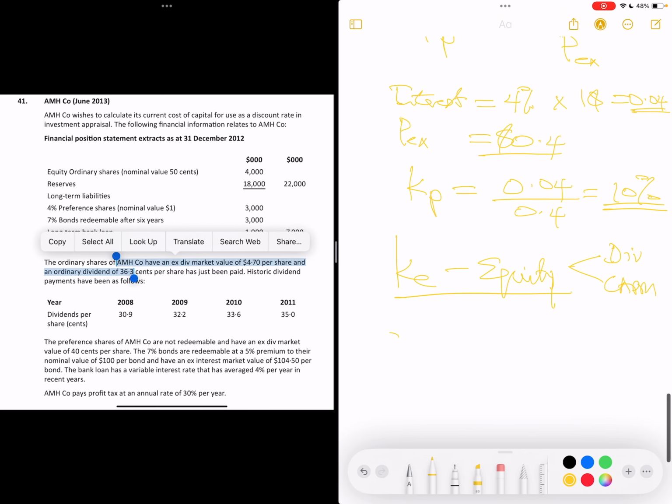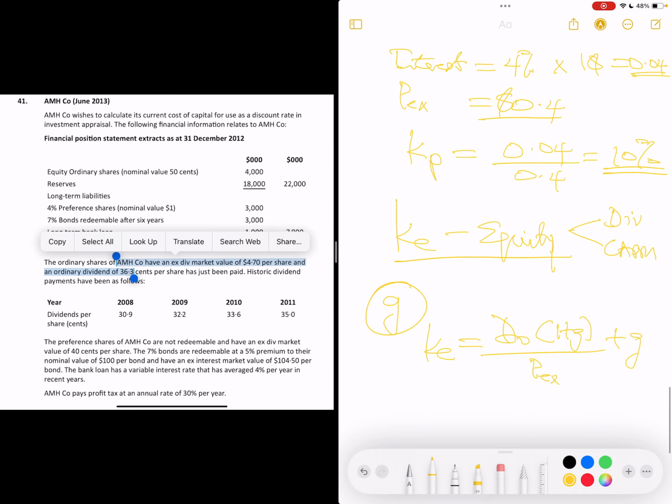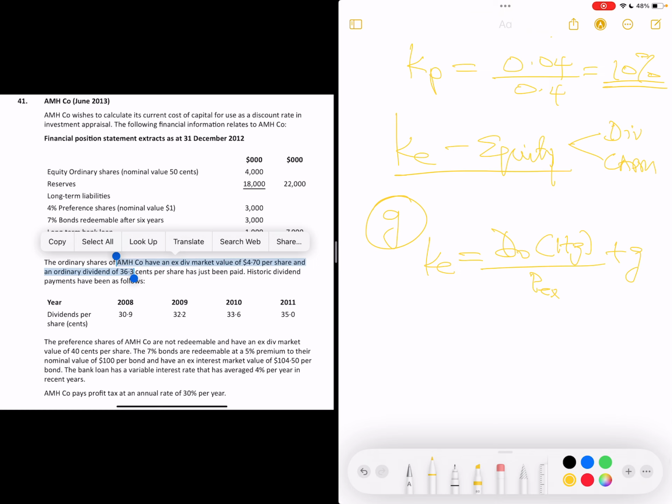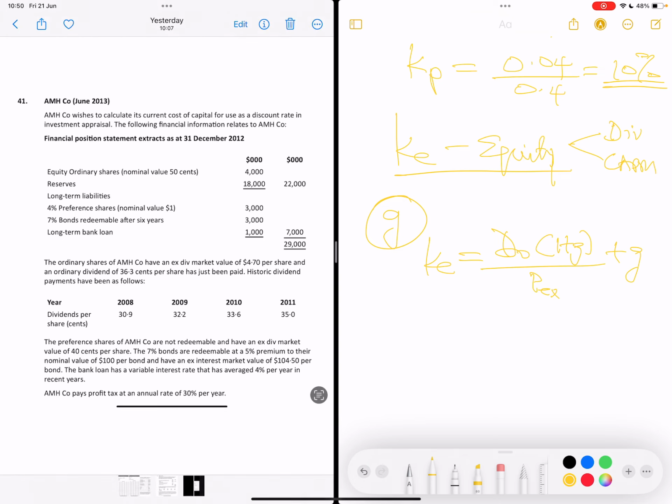In that case, we will need to use a dividend growth model, which says that the cost of equity is equal to the current dividend that was just paid, 1 plus G, divided by the ex-div price, and plus G. I know you still remember this formula very well, right? So remember this ex-div price. But we don't have G in this question. We have the dividend that has just been paid. The dividend that has just been paid is 36.3. Yeah, this is what has just been paid. So we have this.